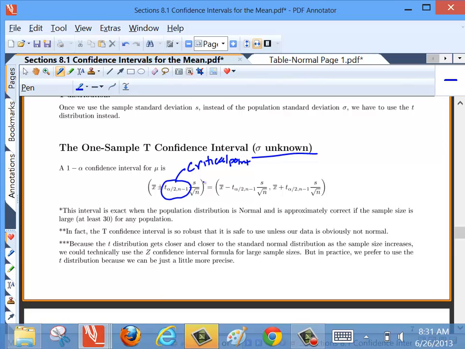Okay. And then just the last note, because your t distribution gets closer and closer to your z distribution as your sample size gets bigger and bigger, some books will say, if you have a sample size bigger than 30 or bigger than 50, go ahead and use the z confidence interval instead. In practice, though, we just prefer to always use the t confidence interval. If you know s, just use your t confidence interval. You're going to get just a little more accuracy, and it's less confusing to not have to worry about switching back and forth.